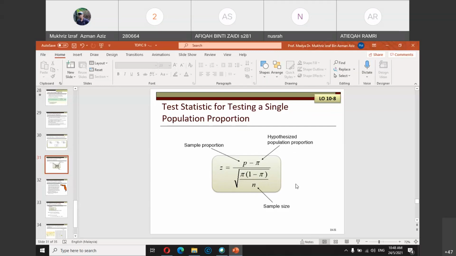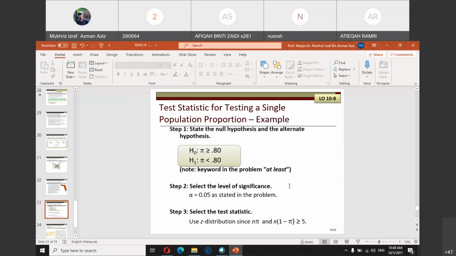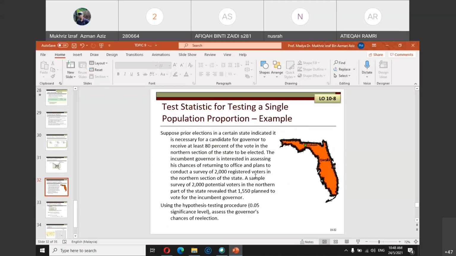The critical value of Z is determined the same way as under the Z distribution when sigma is known. We discussed that in great detail last week. So here you have this one piece of information. You can see that if you are using proportion, you don't have any information about the standard deviation or the mean value. What you have is something in terms of percentages, 80%.